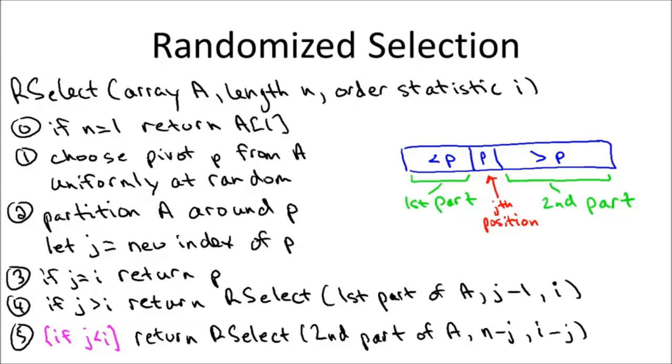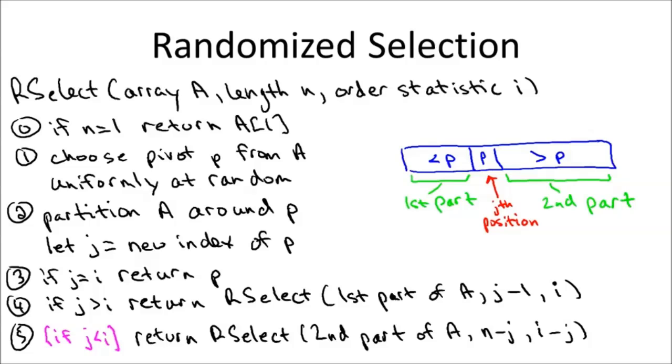In the general case, the pivot is going to be in a position j which is either bigger than what we're looking for, i, that's when the pivot is too big, or j, its position, will be less than the order statistic i that we're looking for. That's when the pivot is too small. So if the pivot's too big, if j is bigger than i, then we know that what we're looking for is on the left-hand side amongst the elements less than the pivot, so that's where we recurse. We've thrown out both the pivot and everything to the right of it. That leaves us with an array of j minus 1 elements, and we're still looking for the ith smallest among these j minus 1 smallest elements.